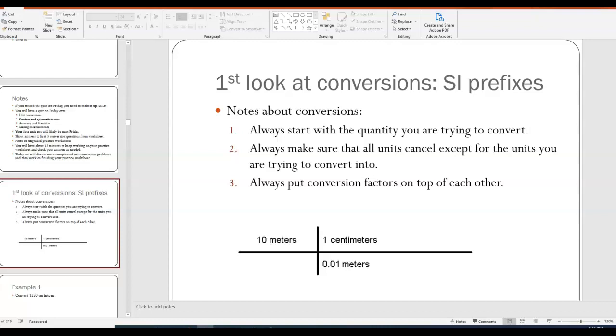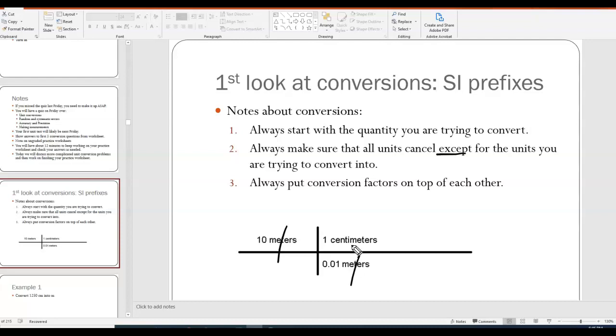Okay, now here are my rules for unit conversion. Step 1, you always start by writing down the quantity which you are trying to convert. Step 2, and this is one of the most important steps, always make sure that all of the units cancel except for the units you're trying to convert into. Now just to be clear, I'm not telling you that all the units have to cancel. I'm telling you that all the units have to cancel except for the units you're trying to convert into. So if you look down here, I have meters on top and meters on bottom. The only thing left over is what I want to end up with, which is centimeters in this case. So all the units should cancel out except what you want to be left with at the end.